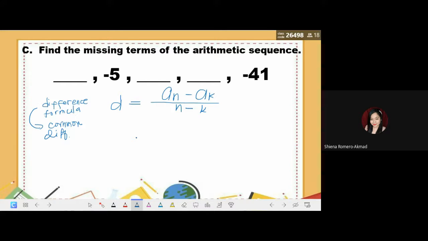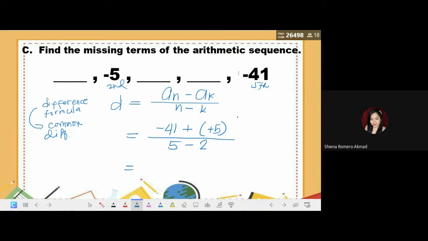Okay? So, our A sub k, alam niyo na yan, the higher term, and that is negative 41, minus yung negative 5. Since may negative siya, pasok natin siya sa parenthesis, and then divide natin to n minus k. Pang ilang term ba siya? 1, 2, pang second, 3, 4, 5. So, pang fifth. Ito, pang second. So, we have 5 minus 2. So this will be negative 41 minus negative 5. Change the sign, proceed to addition.